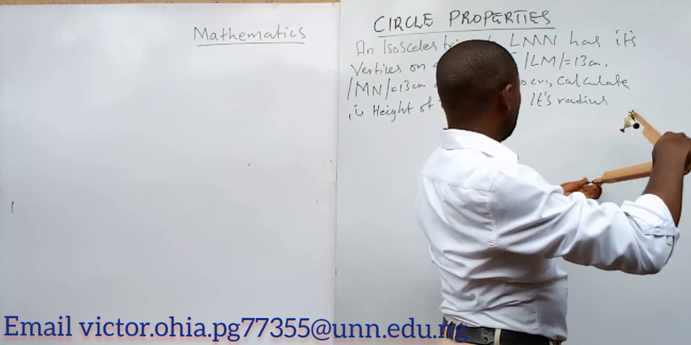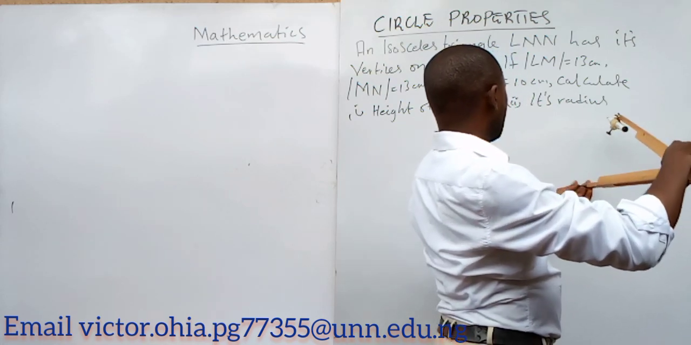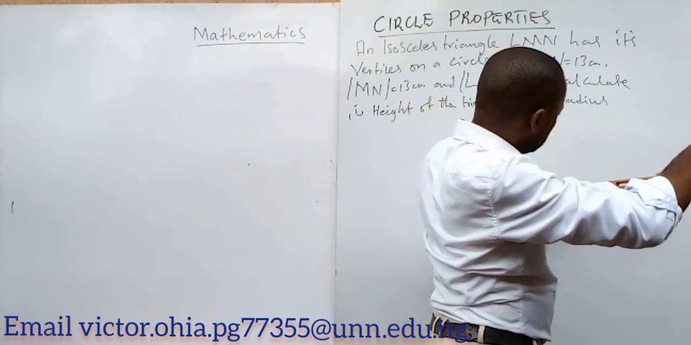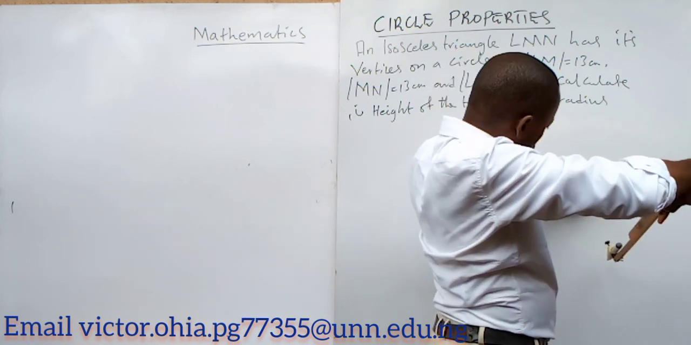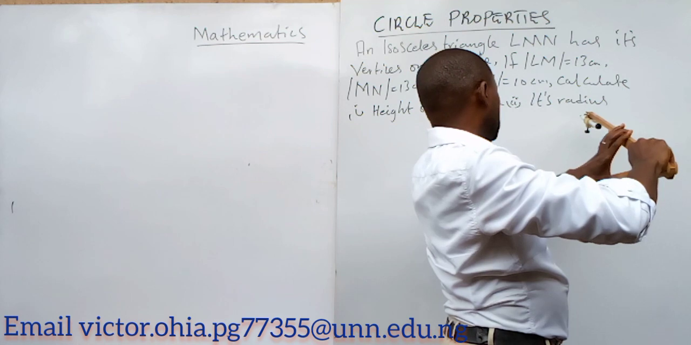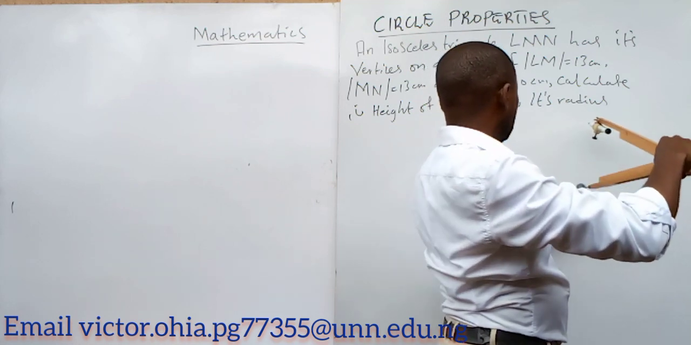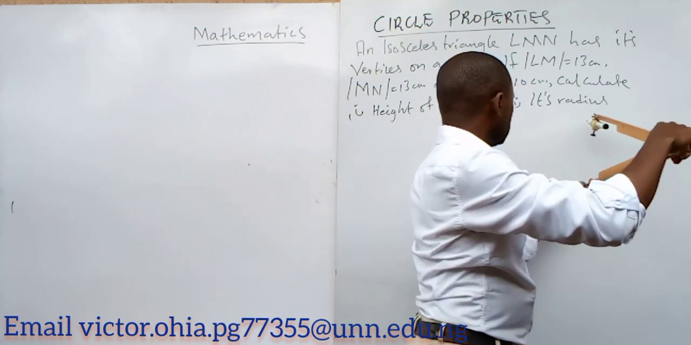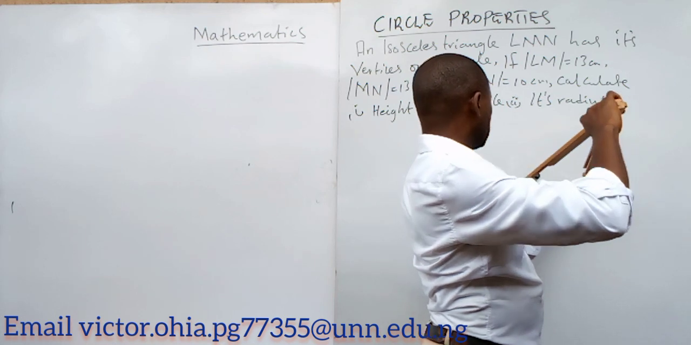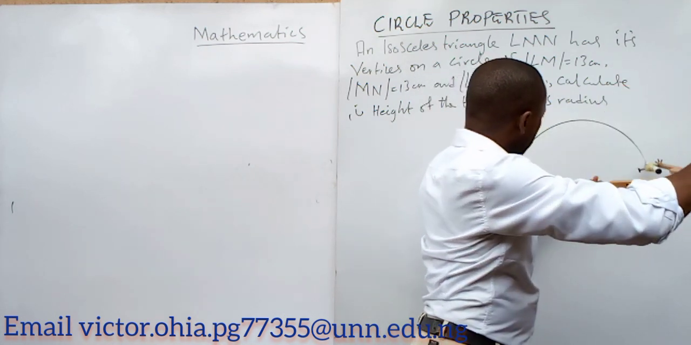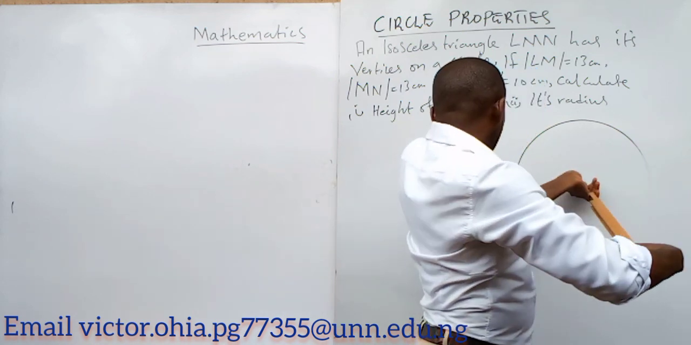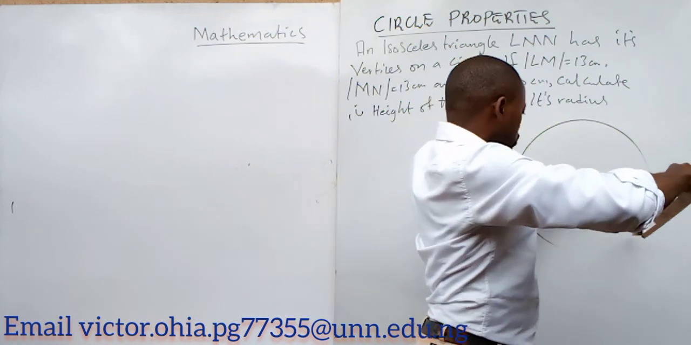So let me check how this is going to be. It is going to be too big. Let's reduce it a little bit and shift it forward. So I will have this circle, and we definitely have a triangle inside it.